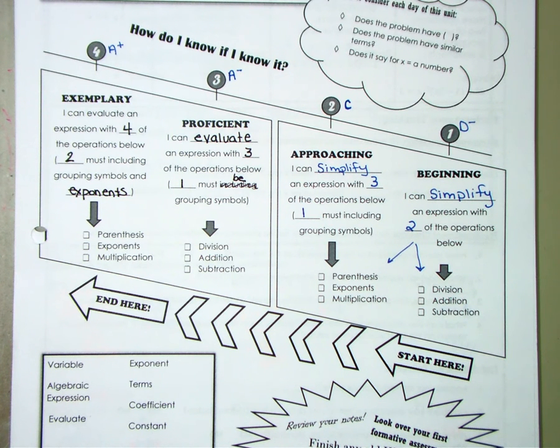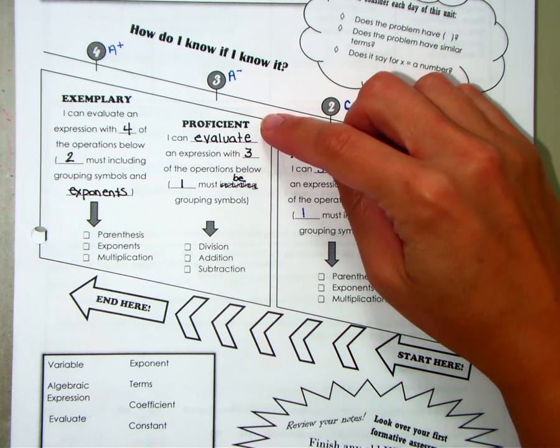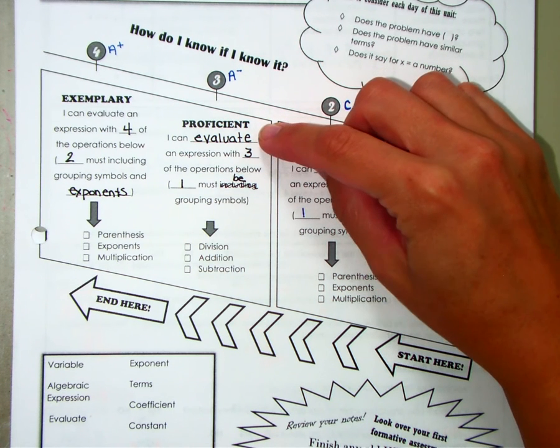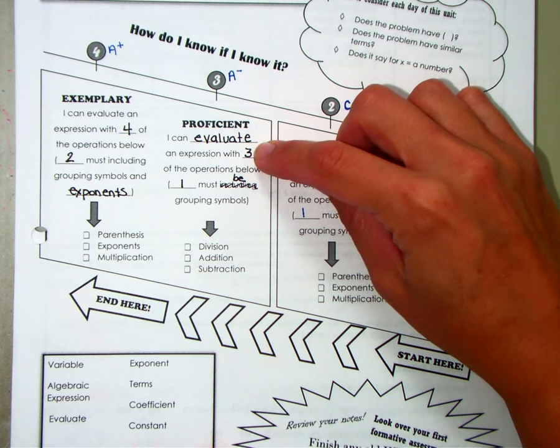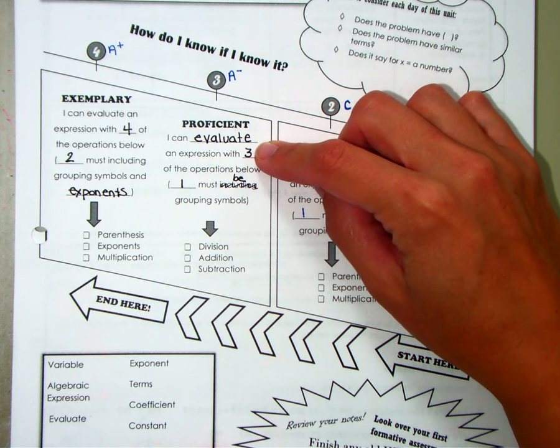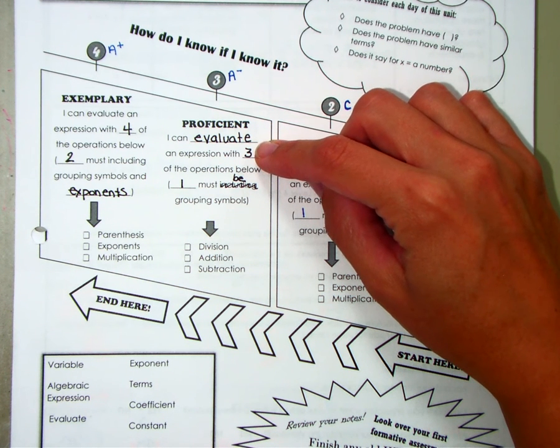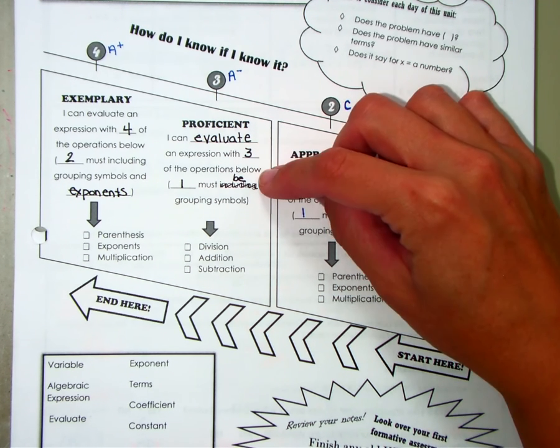Before we move on to level 4, we're just going to continue or finish filling out the front side here to distinguish between the levels. Yesterday we looked at level 3, which was evaluating. So we talked about evaluating for the first time. Evaluating, you're still going to have only 3 operations, so add, subtract, multiply, divide, etc. And one of them must be grouping symbols.